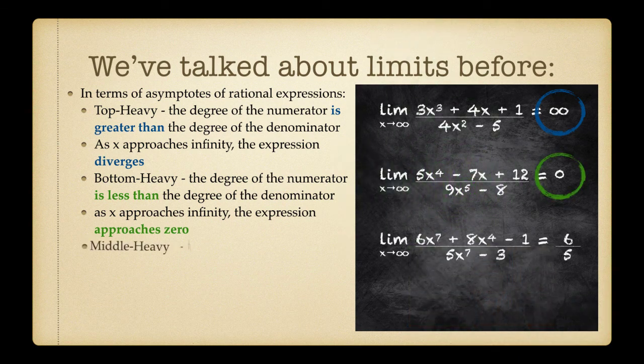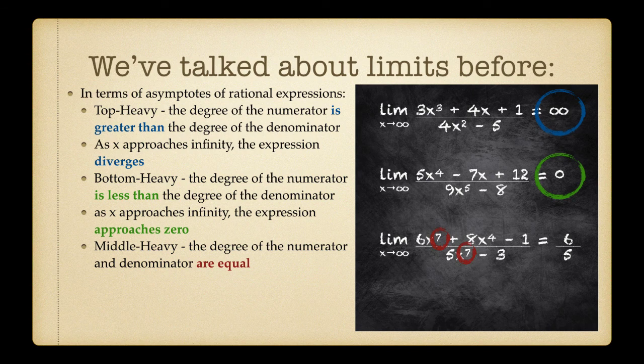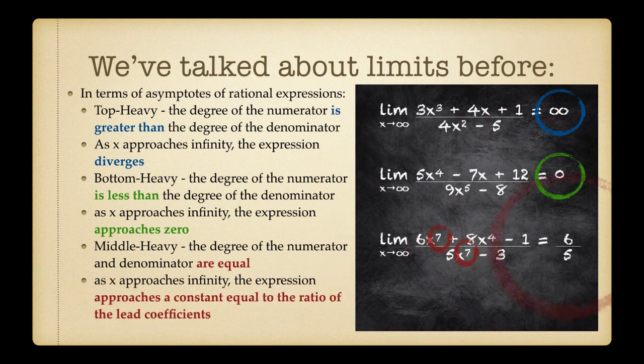And then the last case, what if the degrees are equal? If the degree on top is equal to the degree on the bottom, we call that middle heavy. The way to figure out the limit as x approaches infinity is just to find the ratio of the lead coefficients. So that's going to be an actual number like 6/5.